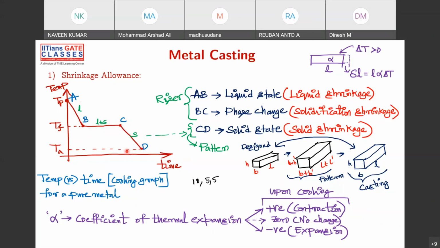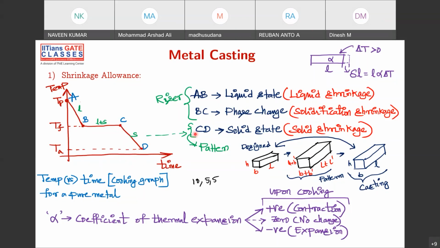This is the temperature versus time profile for a unary material. Unary in the sense it's a pure material. You're not adding any alloys in it. Simple aluminum, pure copper, pure iron. You can't say pure steel, because steel is a mixture of iron plus some other things.